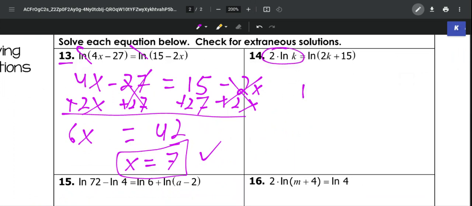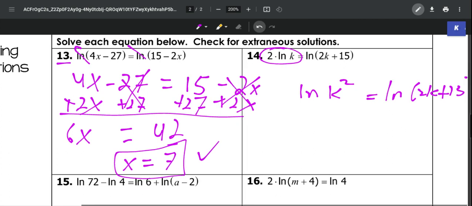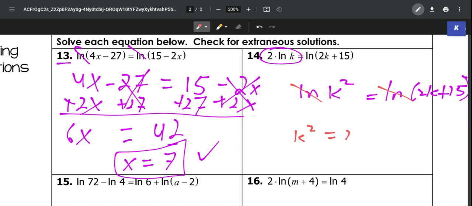So since we have this 2 multiplied in front, our properties of logarithms tell us to make that 2 the exponent of k. So I'll just show you this again, which we've done. Once we've done that, now we can drop our natural log signs because we've got the single logarithm on both sides, and they have the same base. So if we want to solve this, we'll end up with k squared is equal to 2k plus 15.